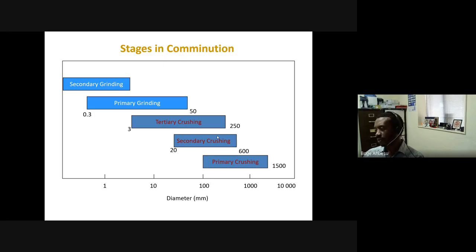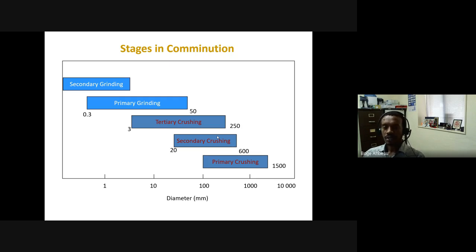So if you look at the primary crushing point there, the rectangle saying primary crushing, you can see that the particles that are fed into a primary crusher may be about 1,500 millimeters in size. Okay, so maybe 1.5 meters in diameter. But after crushing using a primary crusher, the product you want to produce is somewhere around 100 millimeters in size. Okay, so that's the idea of a primary crusher.